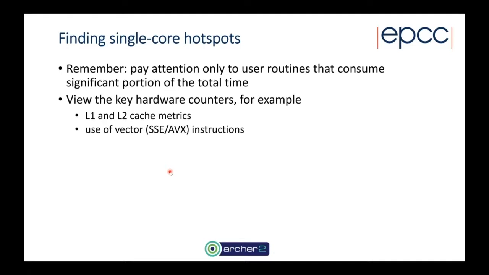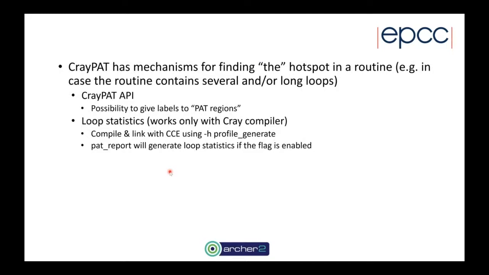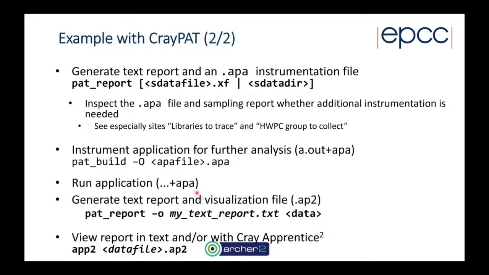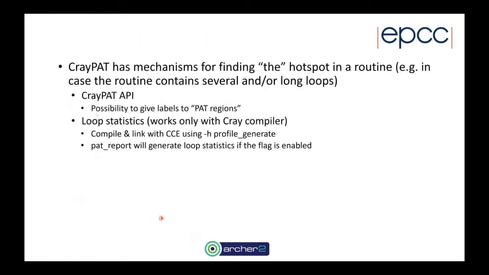The nice thing about doing the more detailed profiling is it will start to give us things like hardware information. So we can start to look at things like L1 and L2 cache metrics, vector instruction uses, and CrayPat will also let you instrument different parts of your application if you're only interested in those as well. Okay. So CrayPat will produce this information when you run your program, and you can use that to do further profiling. You can actually also go in and add code to say, just profile this function, just profile that function.